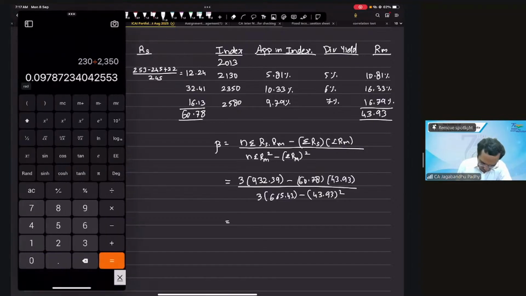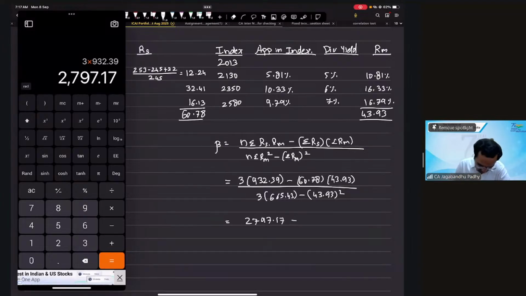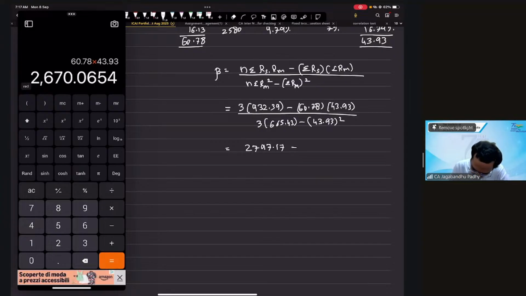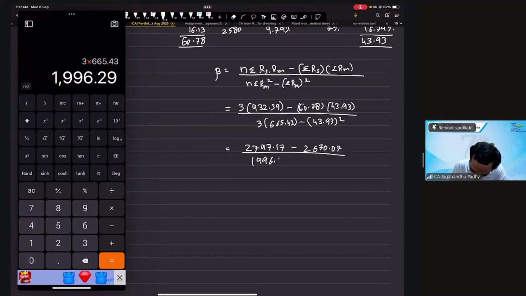So just check 3 into 932.39, which is 2797.17, minus 60.78 into 43.93, which is 2670.07, the whole divided by 3 into 665.43, which is 1996.29, minus 43.93 square, which is 1929.85.